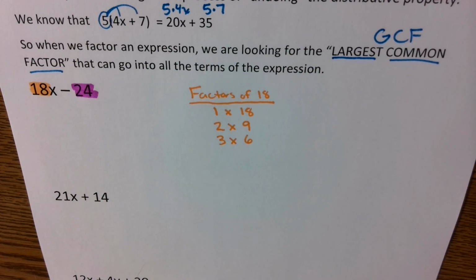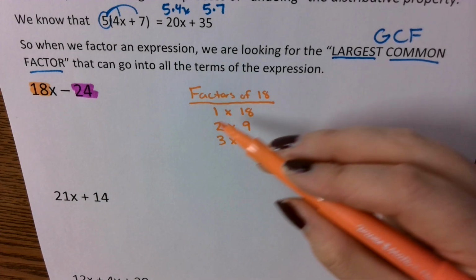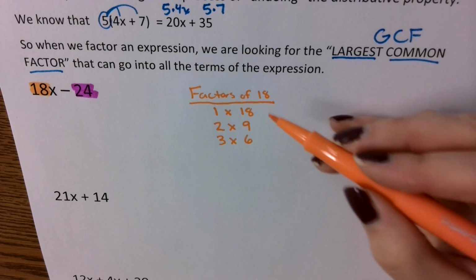What about 4? Does 4? No. Right? Because 4 times 4 is 16, and then 4 times 5, that's 20. Okay, so that means 5's not going to work either. And then we go to 6. We already have 6 listed there. So we now have all of our factors listed for 18.